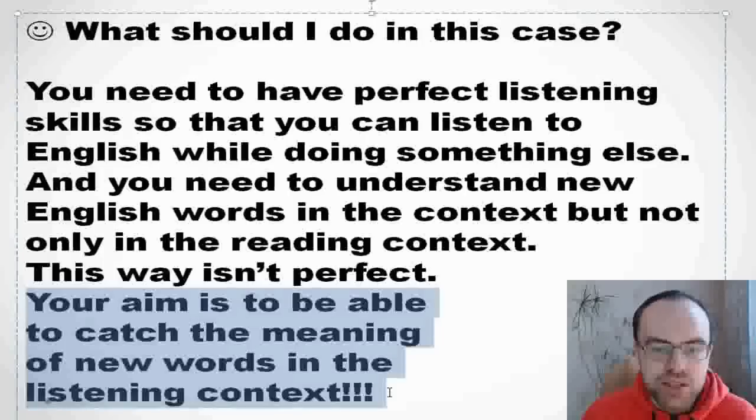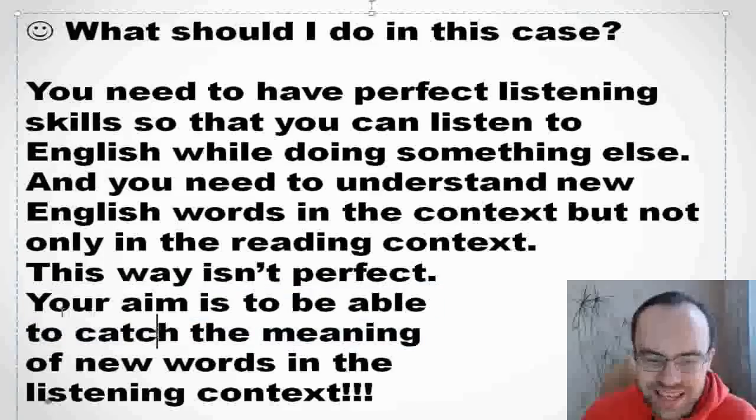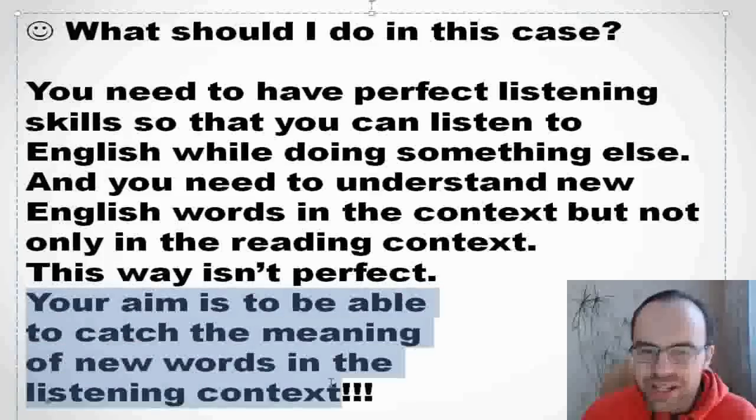We don't have so much time, so we can't spend hours reading, but we have time to listen to different things while doing other things, and understanding the meaning of new words when you listen is the most important thing. To achieve this, you need to have an advanced level of English, and then you'll be able to do it, but you need more and more listening practice. Keep this very important point in mind. I think no one knows about it, but it's really the most important thing.